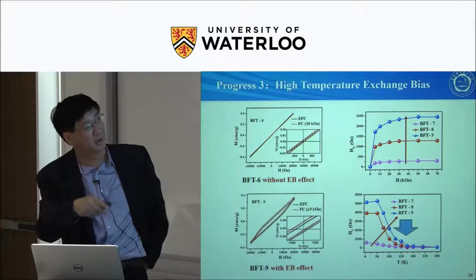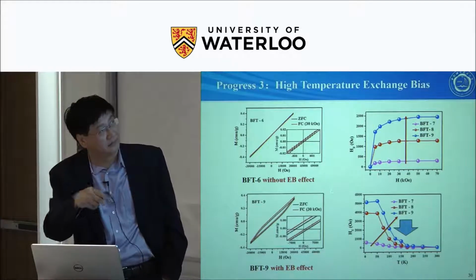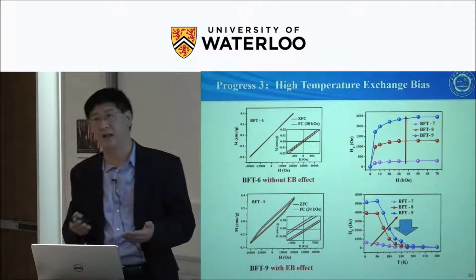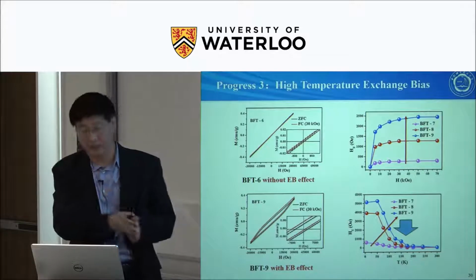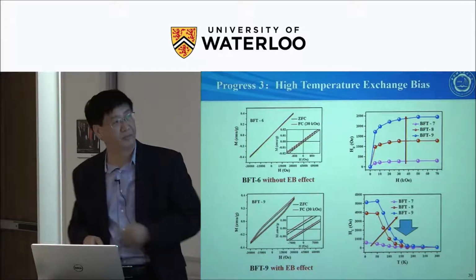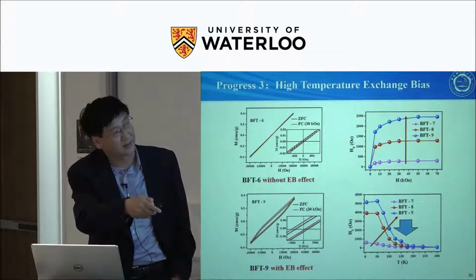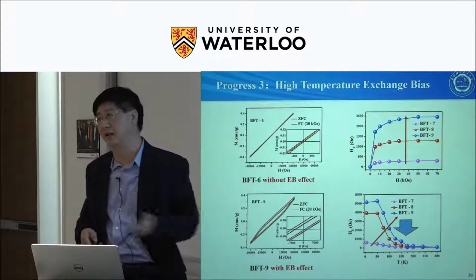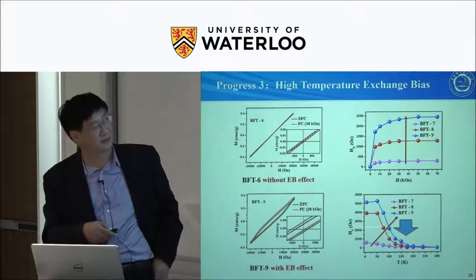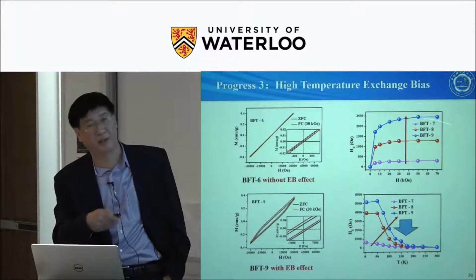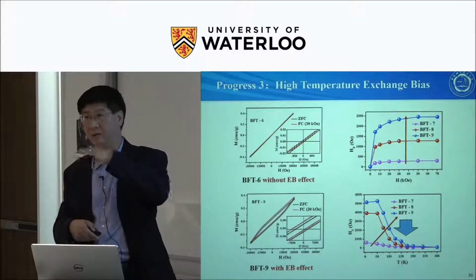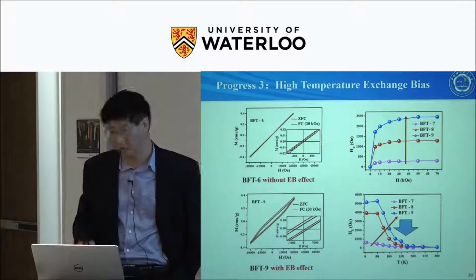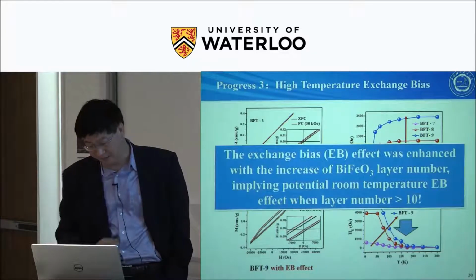Yeah, so this one. Inside this layered structure, we find that if we increase the layer number, from 1, 2, 3, 4 to 10, we are from here. This is 7, 8, 9. We are expecting that if we keep increasing the layer numbers, we can shift this exchange bias temperature to room temperature. The problem is that as you get the number higher, the material is not stable. It's not good. So that is the problem.